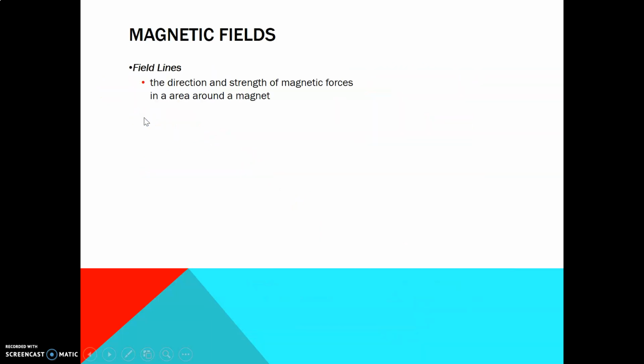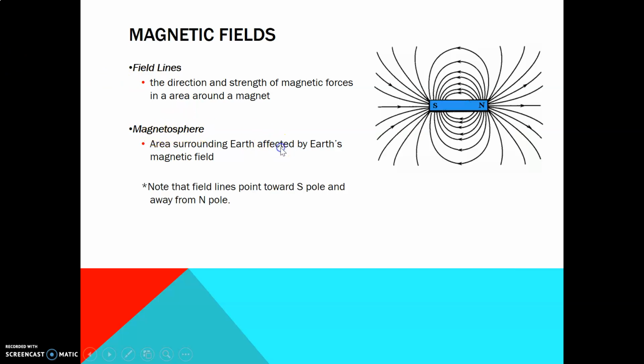Magnetic fields. These are those lines that we saw, called field lines. They represent the direction and strength of the magnetic force. The Earth has these field lines too. It's called the magnetosphere. The Earth has a magnetic north pole and a magnetic south pole, and the field lines of any magnet always run from the north to the south, which means the Earth's field lines run from the north to the south.